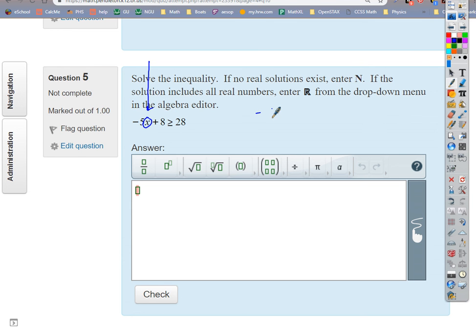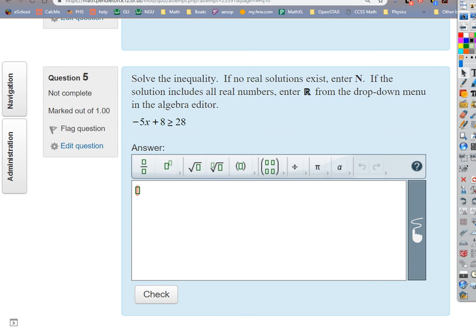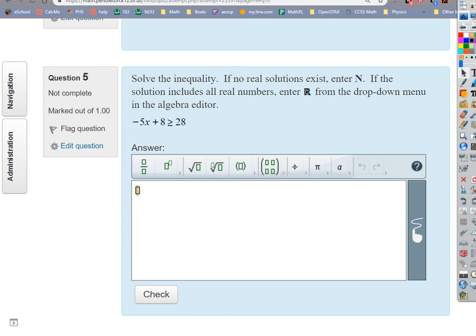So if we subtract 8, we're going to get -5x is greater than or equal to 20. And if I divide each side through by -5, on this side I'm going to get an x, on this side I'm going to get a -4, but I have to flip the direction of the inequality. So it would be less than or equal to. Okay? Make sense? Ringing a bell? Okay. I'm going to skip up to the compound inequalities.